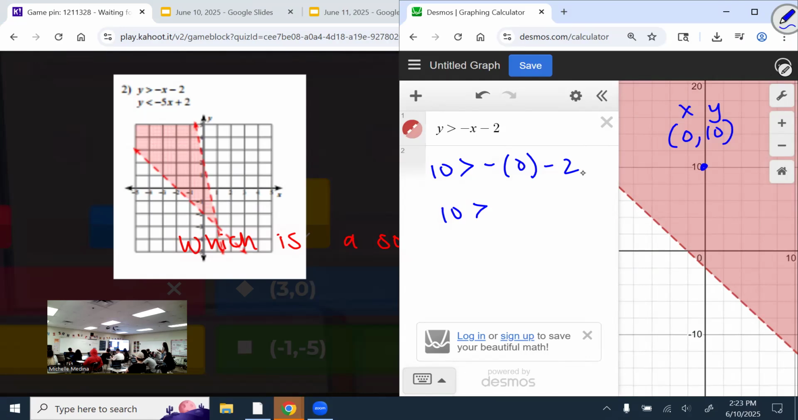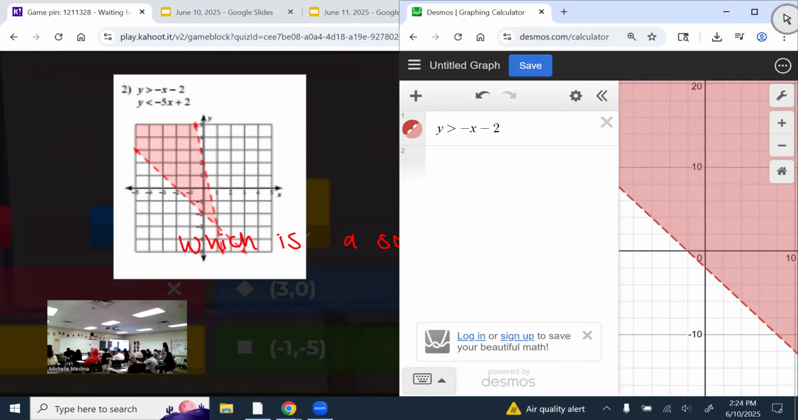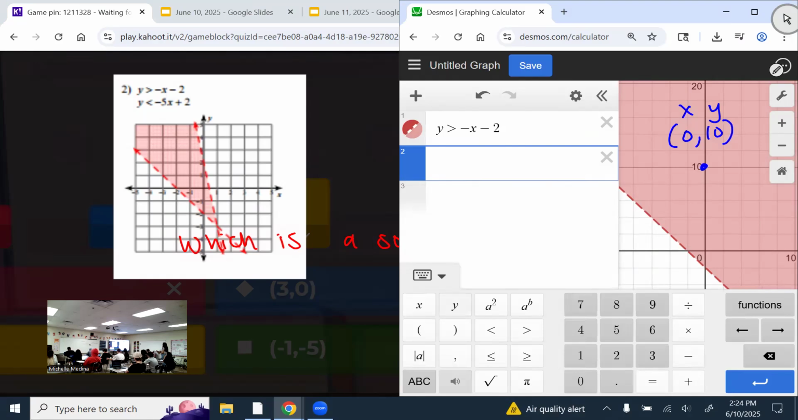negative 0 minus 2 is negative 2. Is 10 greater than negative 2? Is that true? Yes, it is true. So that ordered pair satisfies that one inequality. The other one, let me make up a different one than what I wanted you to see. Let's do one with the equal to part.